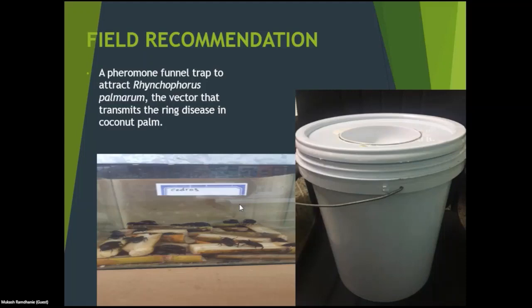And in this other slide, it shows a pheromone funnel trap, which would attract the vector, Rhynchophorus palmarum. The vector is at the bottom. You would see it enclosed, probably within a glass aquarium, right? And those are the vectors that tend to transmit the red ring disease, which is of course caused by a nematode.